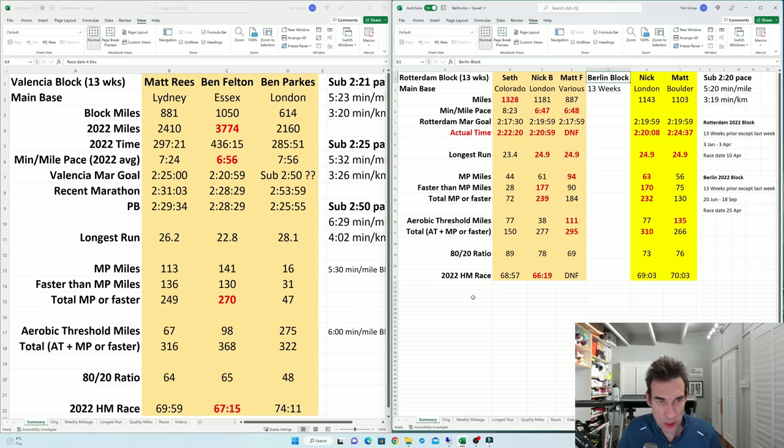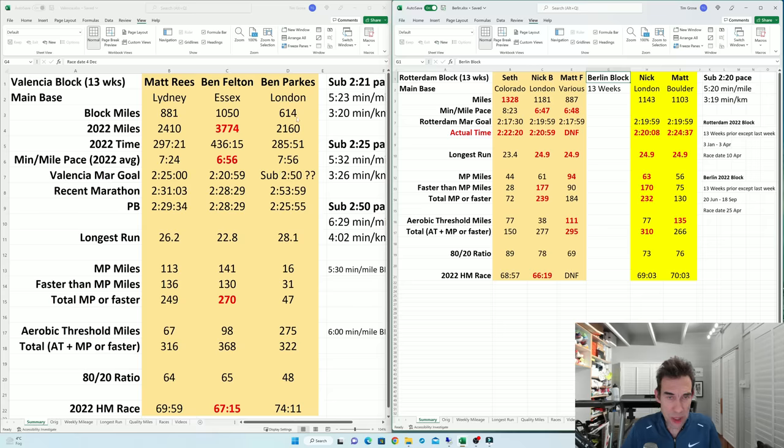Now, we have a quick comparison to what Nick Bester and Matt Fox did. Now, Nick did slightly more miles than Ben Felton did, but I think that's because he had a slightly longer block. His average training pace was quite similar to Ben's: 6:47 for Nick and Matt's 6:48 compared to Ben's 6:56. So that's quite comparable. So I guess it does show that the faster time you have, perhaps the more mileage that tends to equate to.